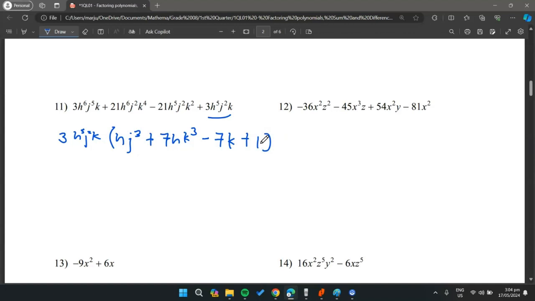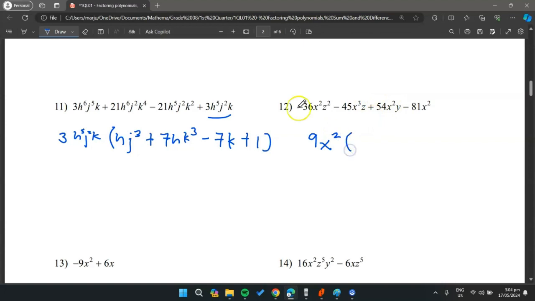Number 12, the same thing. We have negative 36, negative 45, 54, and 81. Common factor is, it's 9, right? It's 9. Look at the variables. We have xz, xz, xy, x squared, and then y, x squared. So basically, the common is just x, right? But what is the lowest degree? We have 2, 3, 2, or we have 2.